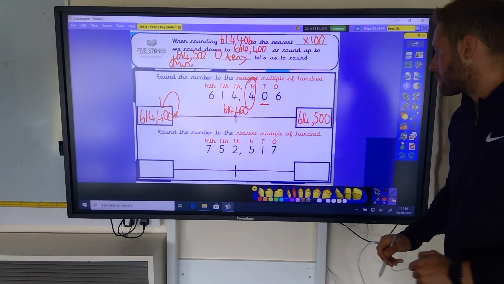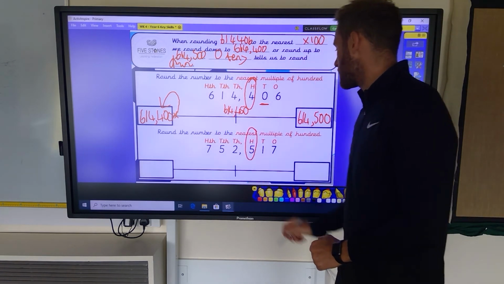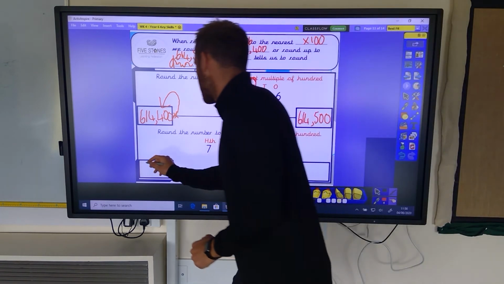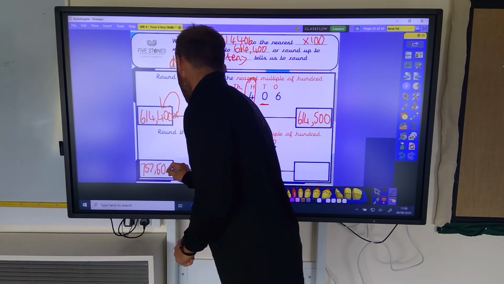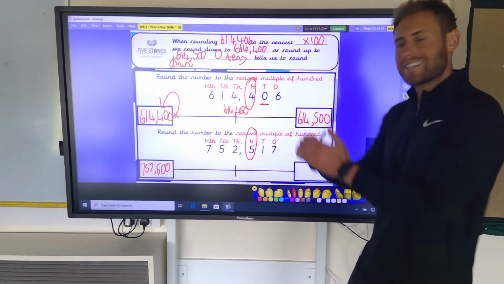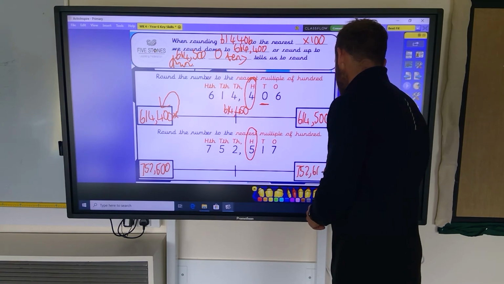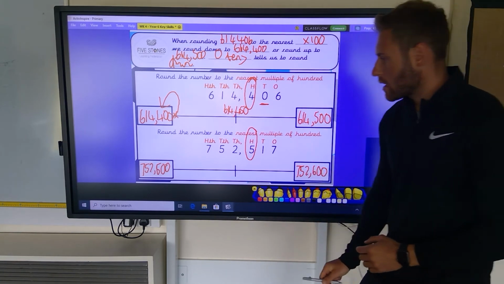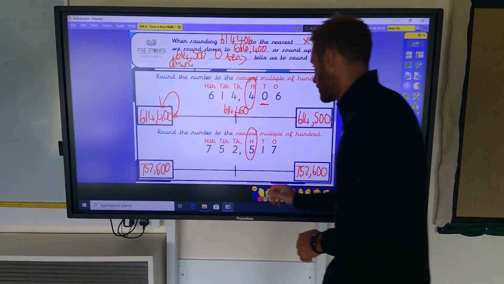So we're rounding to the nearest multiple of 100. We are currently at 752,500. The next 100 would be 752,600. Our midpoint in between 500 and 600 is going to be 550.